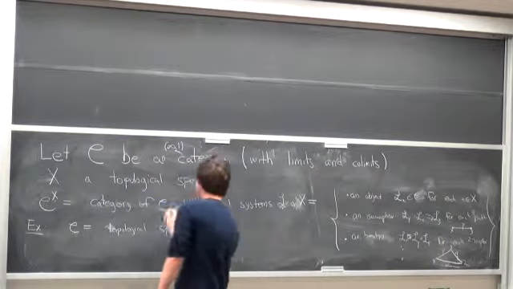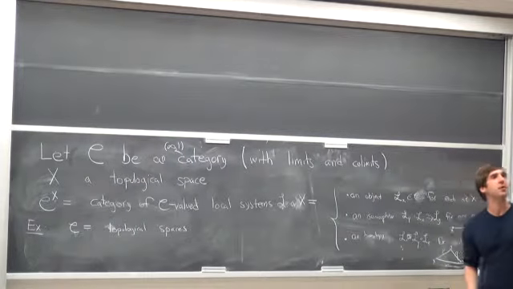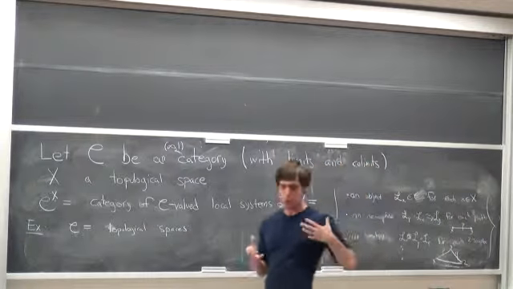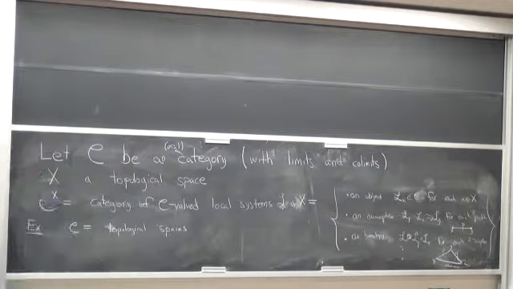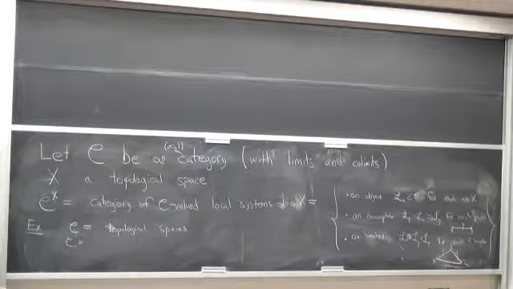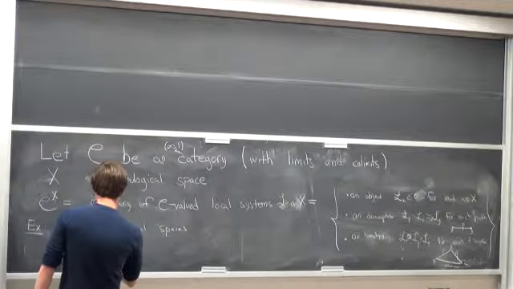Topological spaces can be organized into one of these infinity 1 categories because you have not only a notion of a continuous map between topological spaces, but also a notion of homotopy between continuous maps, which will be your 2-morphisms. And you can consider homotopies between homotopies and so on and so forth. So that's a good example to keep in mind. A better example for purposes that I'm going to talk about, we could take C to be chain complexes.